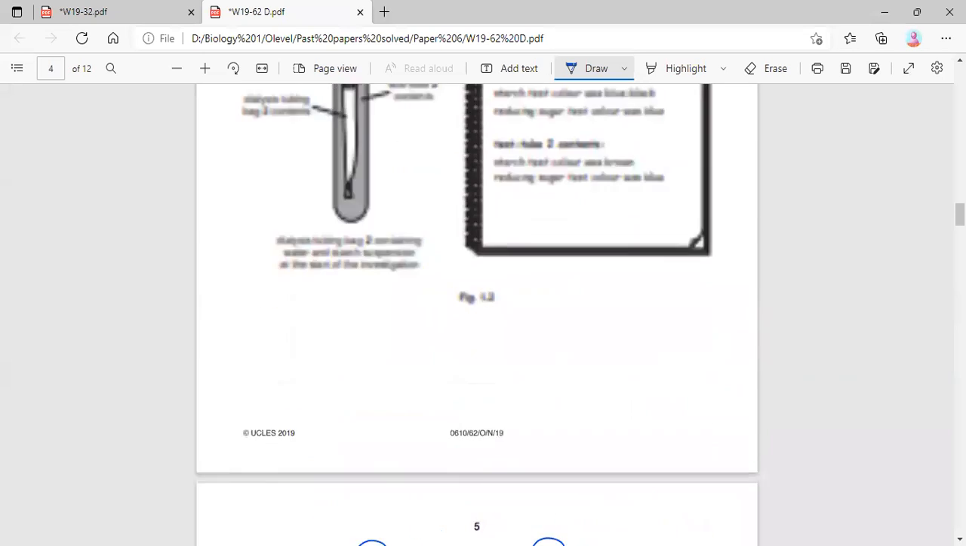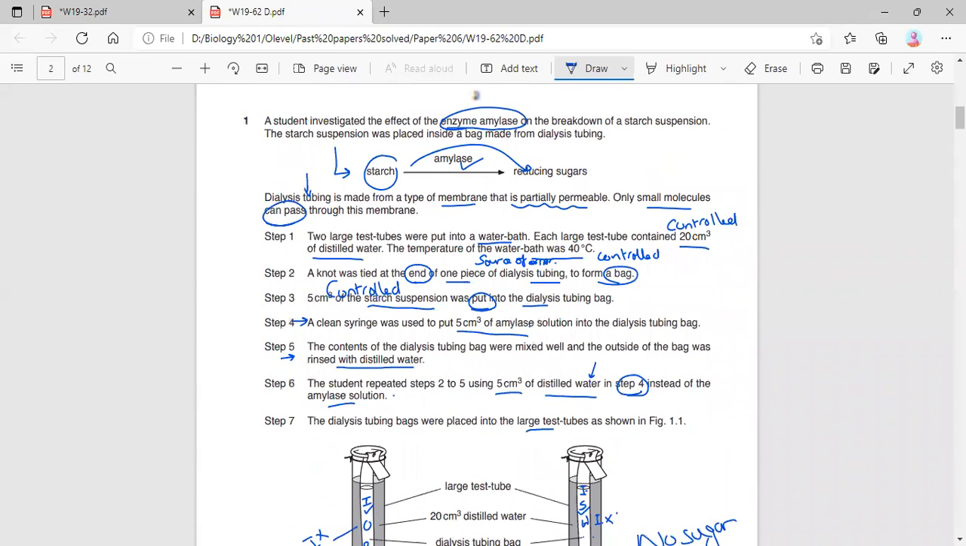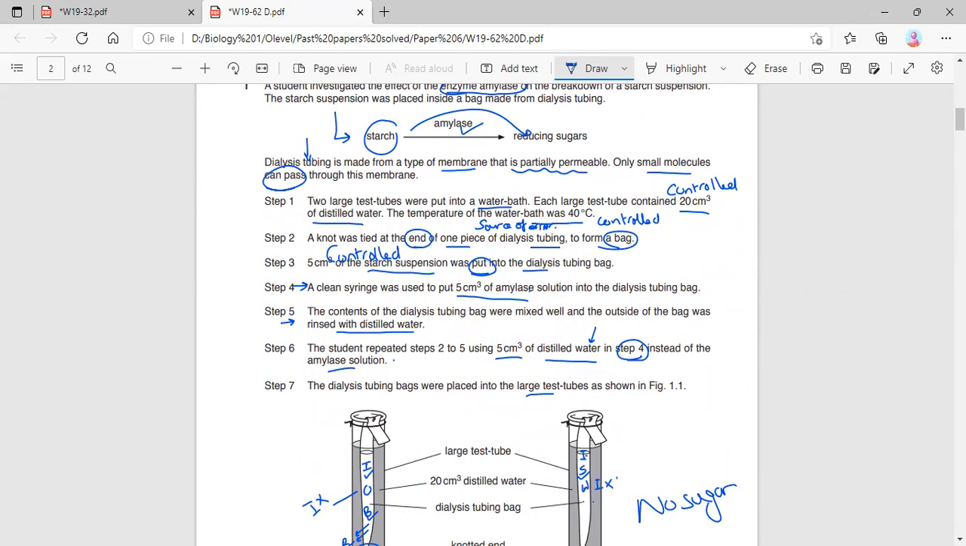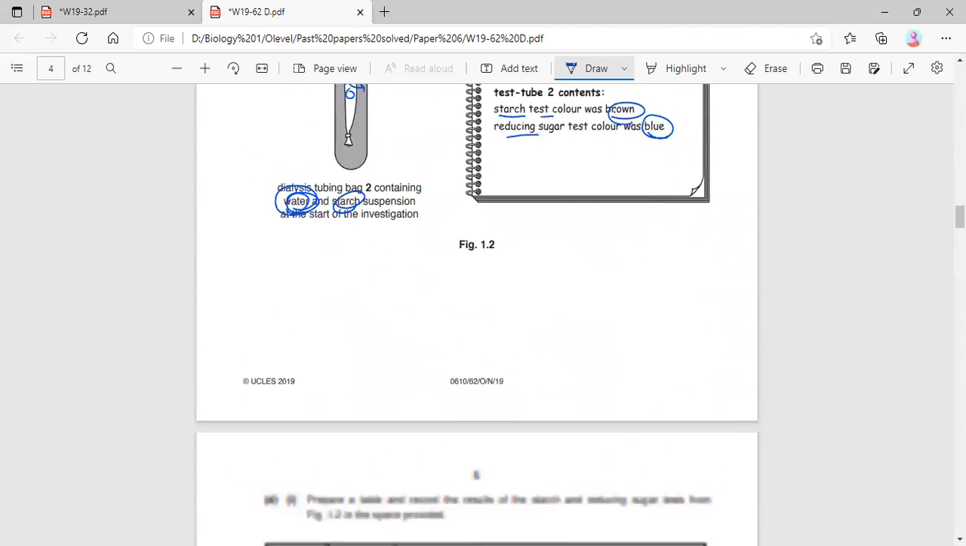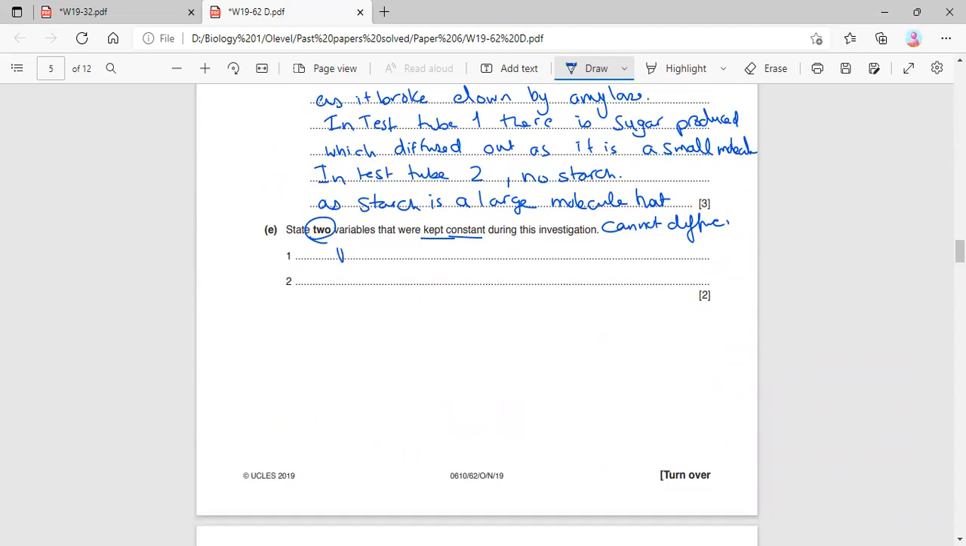What are the two variables that were kept constant? We already marked a few things. Volume of water, the temperature. The volume of water, okay, they put 20 cubic centimeter, the temperature, the volume of starch, all these are controlled. Okay, so volume of water, starch and temperature. Also, I can say the volume of starch suspension.